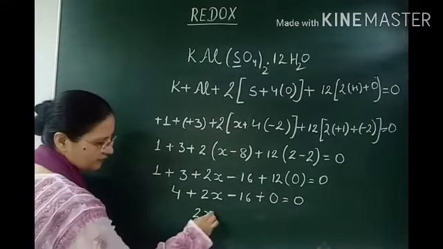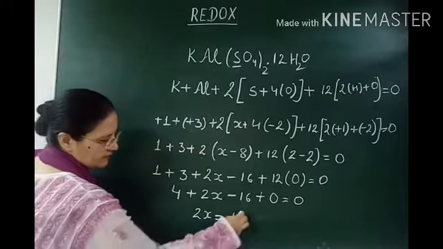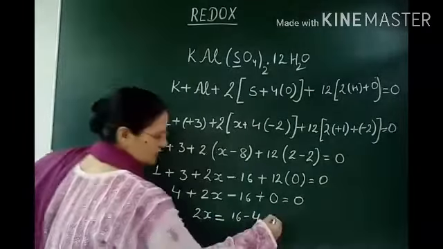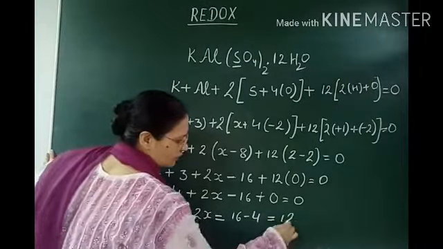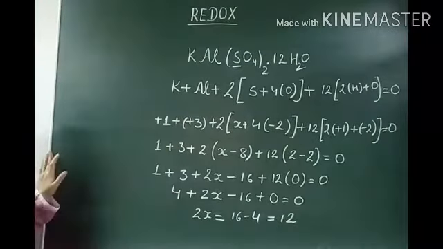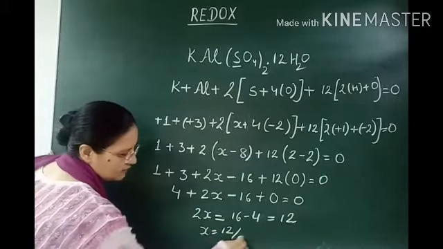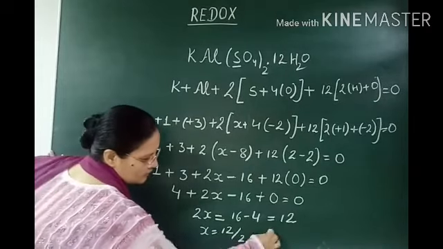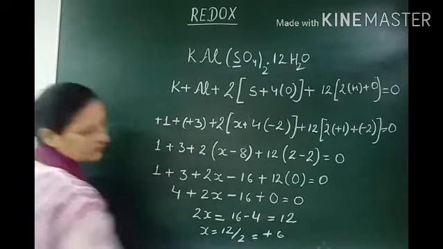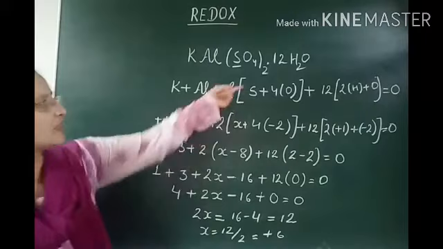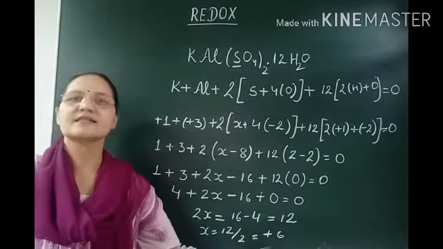Now calculate for the x. 16 minus 4, which is equal to 12, and x is equal to 12 by 2, that is equal to plus 6. So here we can say that the oxidation number for sulfur is plus 6.